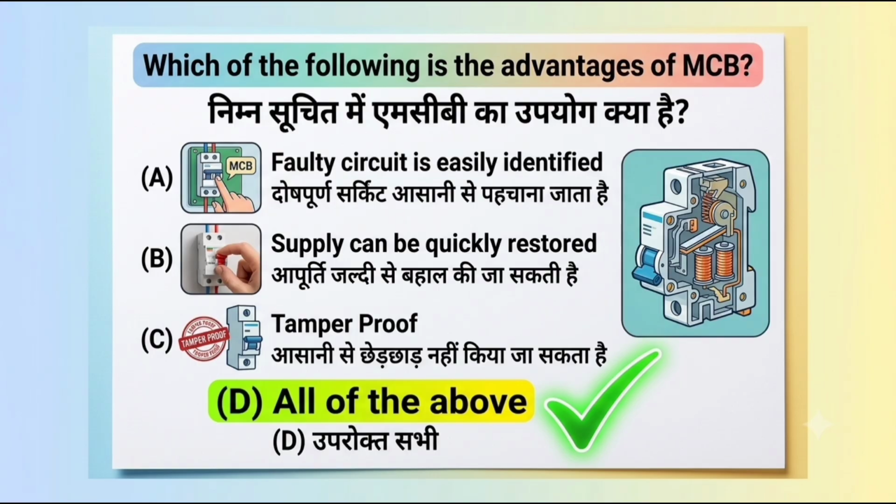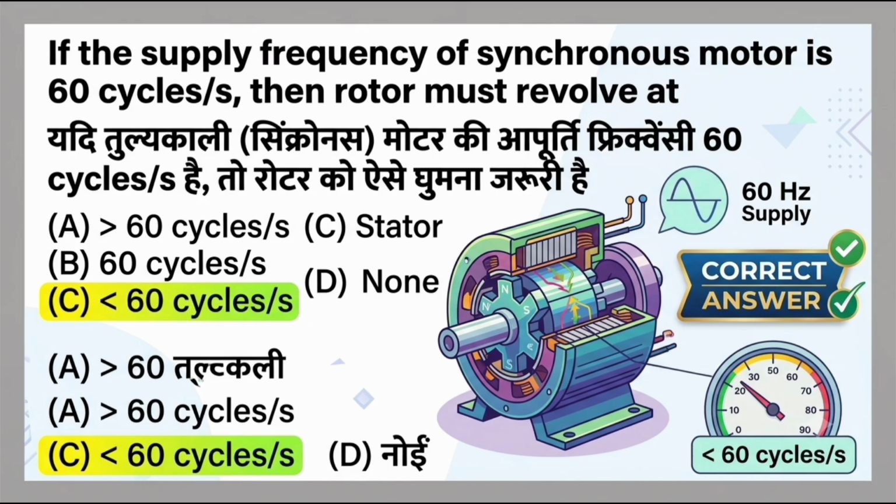Now let's move towards the next question. Question on the screen: if the supply frequency of a synchronous motor is 60 cycles per second, the rotor must revolve at how much? Its correct answer is option C, that is 60 cycles per second.